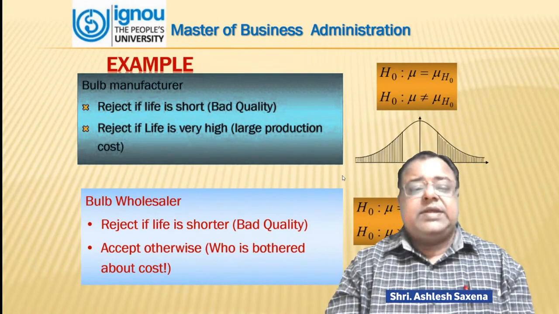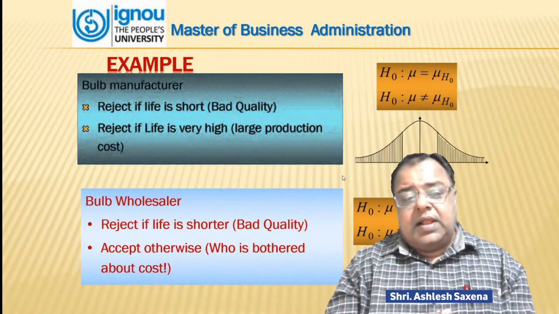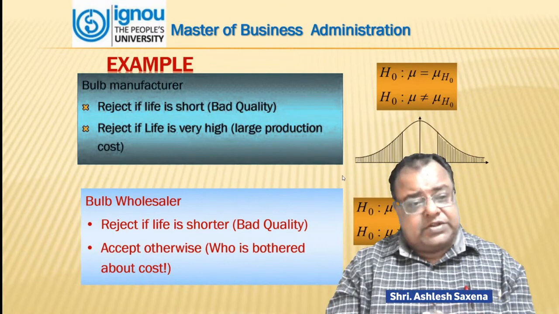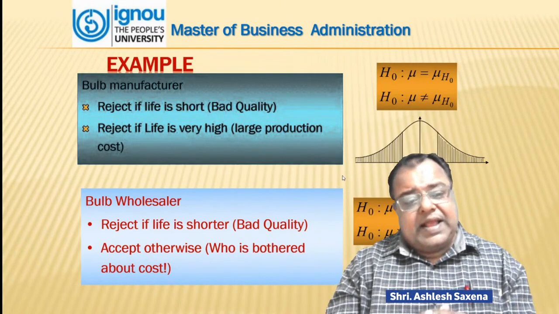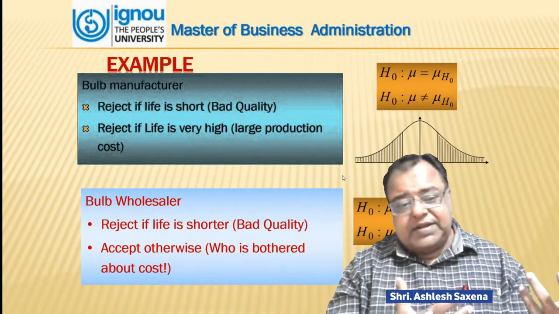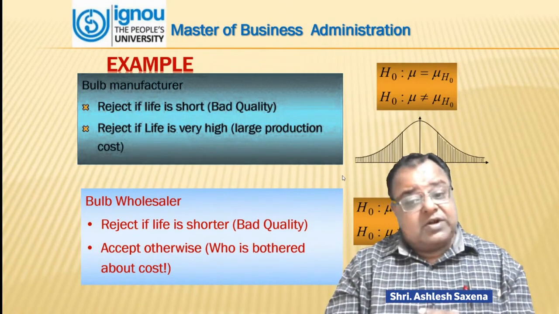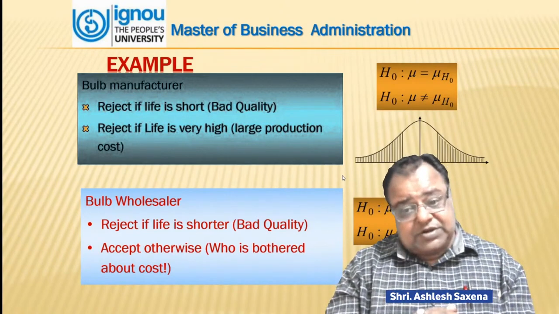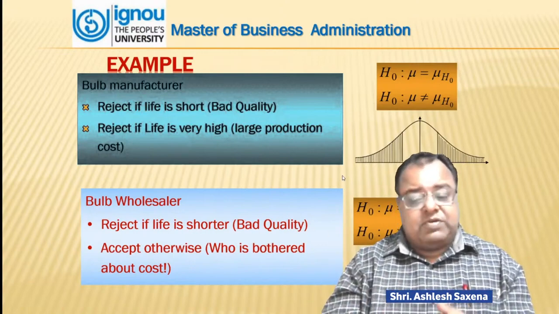Similarly, if we move on to another example of a bulb wholesaler, irrespective, if the life is shorter, that is of bad quality, reject; otherwise, who is bothered about the cost? The parameter of cost is not considered. Then in that case, H0 is mu equals mu naught, and the alternate hypothesis is H1: mu is greater than mu naught, and graphically it is shown below.